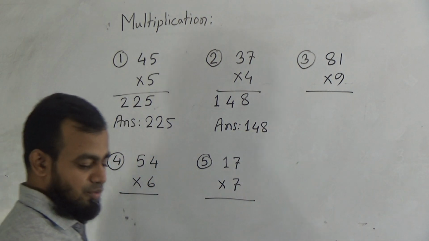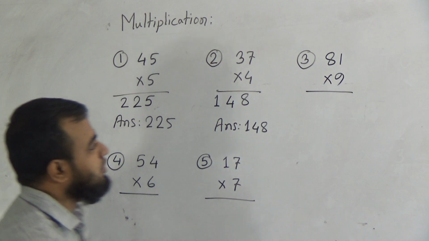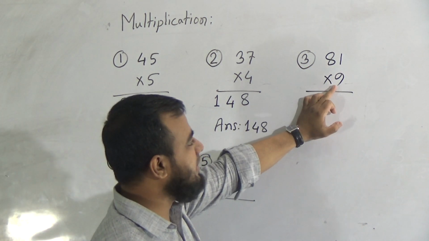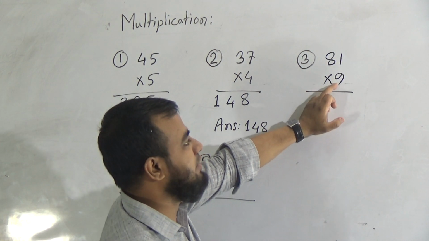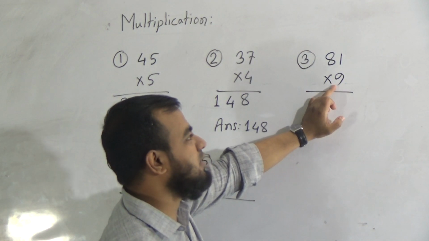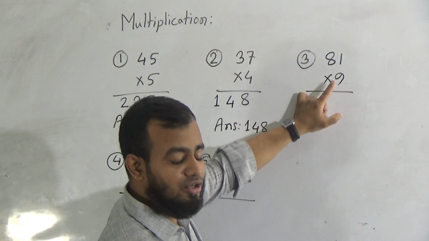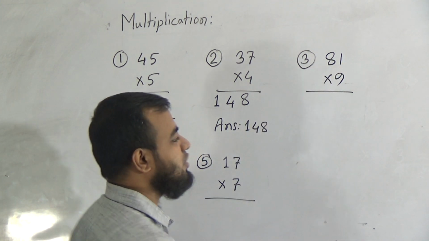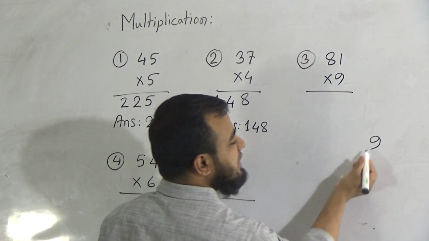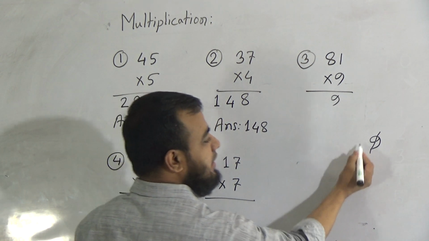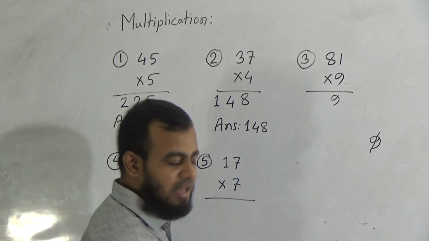Now dear students, we should solve question number 3. Question number 3 is we need to multiply 81 by 9. That means for this multiplication we need to memorize the times table of 9. Now count the times table of 9 up to 1. 9 zeros are 0, 9 ones are 9. 9 is a single digit number, so we can write down 9 here directly, and in this case, we have no remaining in our hand.